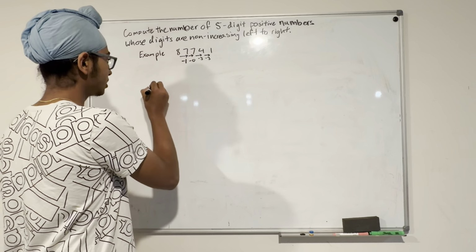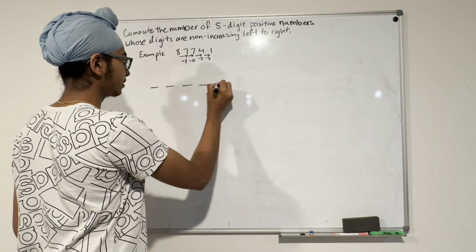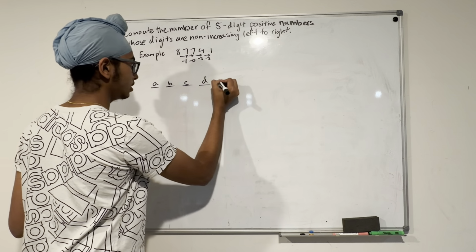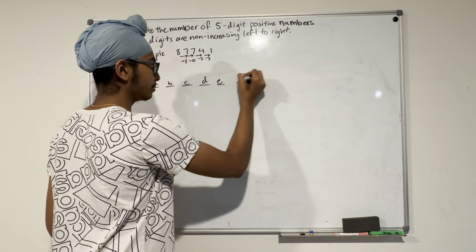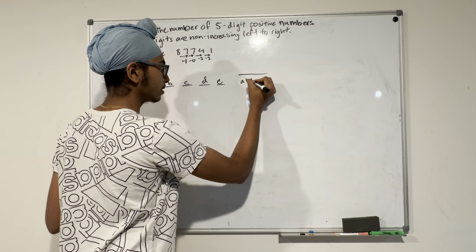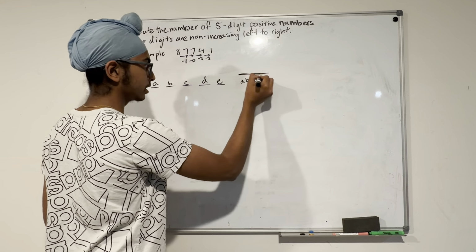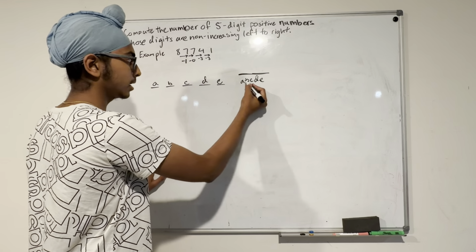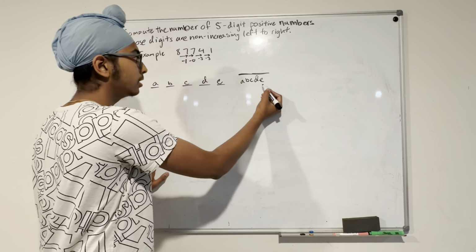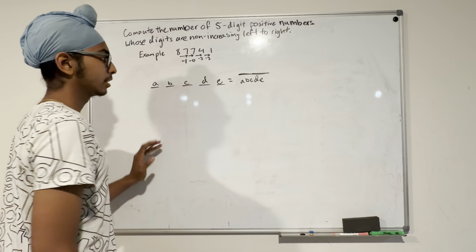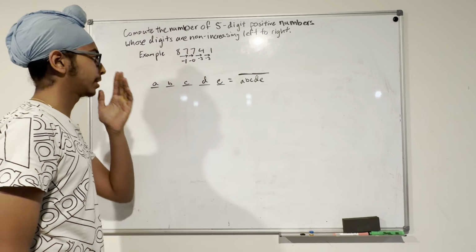Well, let's let the digits of our number be A, B, C, D, E, which we'll denote by the number ABCDE with a bar on top, which in case you don't know, this top bar just means that this is one integer. It's not A times B times C times D times E. It's the number with digits A, B, C, D, E. That's the notation I'm going to be using from now on.